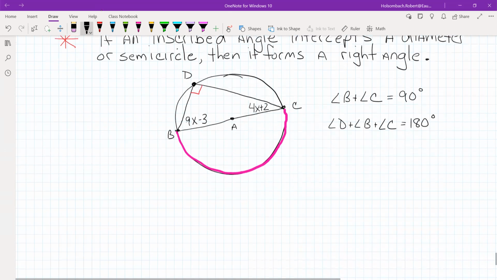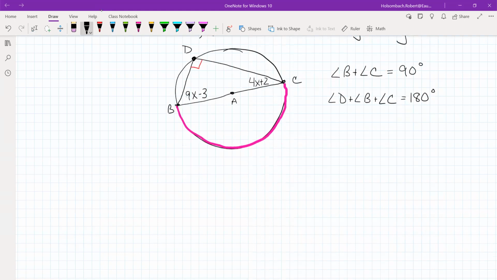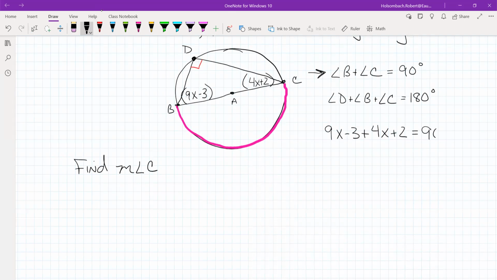I'm sorry, we don't have an angle F. We're going to find the measure of angle C. So if you're asked to find the measure of angle C, here's the rule we're going to use: the two acute angles in a right triangle sum to 90 degrees. Well, here's one acute angle, and here's the other acute angle. So we're going to take 9x minus 3 plus 4x plus 2, and it has to equal 90.